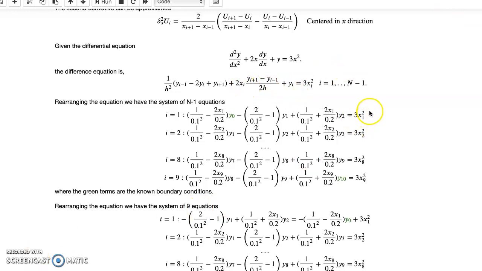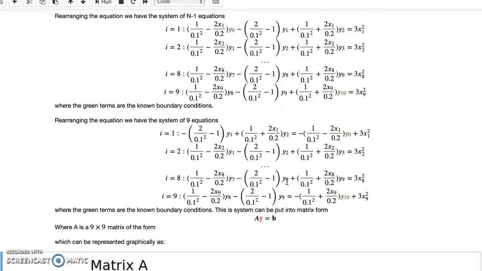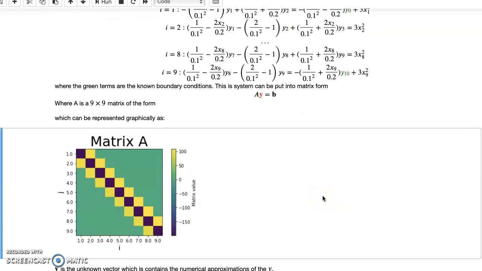So like in the previous case, we have 9 equations, 9 unknowns, y1 to y9. Rearranging the equations, what we do is we bring across anything that is known to the right hand side. So once again, that's equation 1 and equation 9. We bring that over. Now, the difference here is the matrix of diagonals are a function of x, so it'll change at every single point.